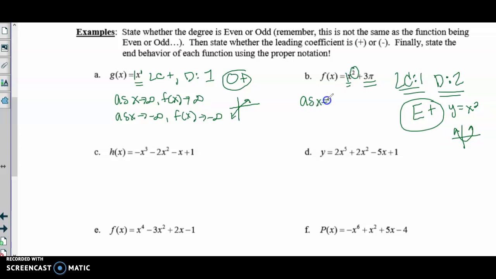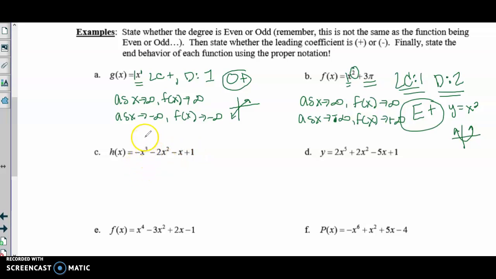So as x approaches infinity, on the right-hand side, my graph is going up. Your function is also approaching infinity. On the left-hand side, as x approaches negative infinity, your function is also going towards positive infinity. It's going up. All right, so let's take a look at letter C.